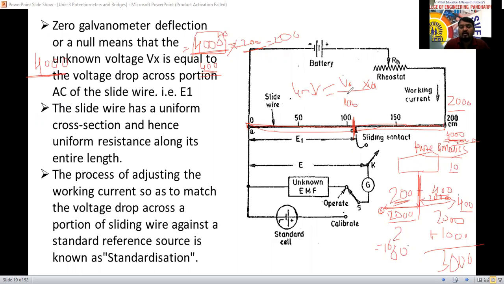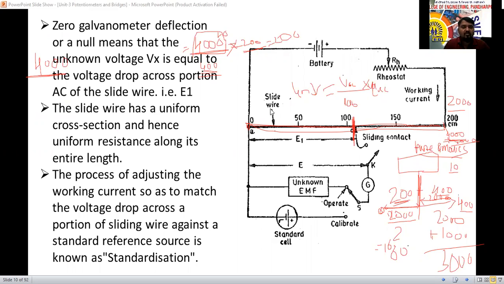VAB divided by LAB, total length, into how much we have to get? This one only. VAC or LAC we have to multiply here. LAC we have to multiply. VAB divided by, this is the total voltage drop across A to B, total how much is there, divide it by the total length, we will get per meter, so into 100 meters we are doing, that is 100 we are going to get here. Like that we have to prove, we have to calculate here now.